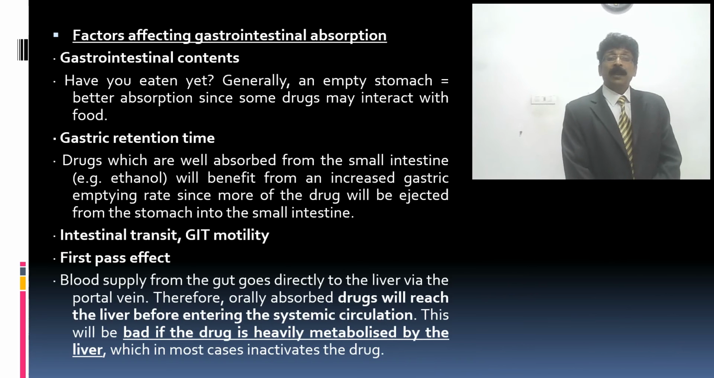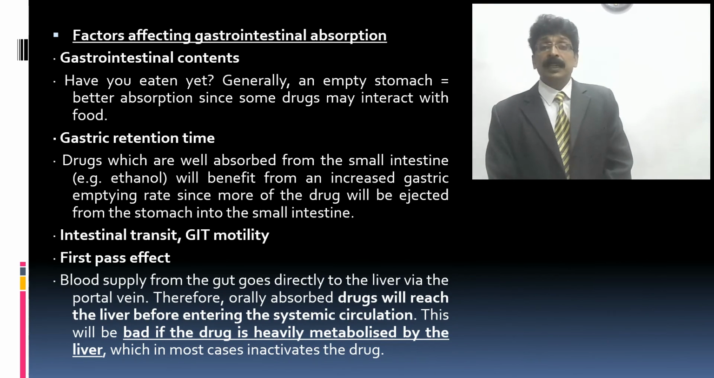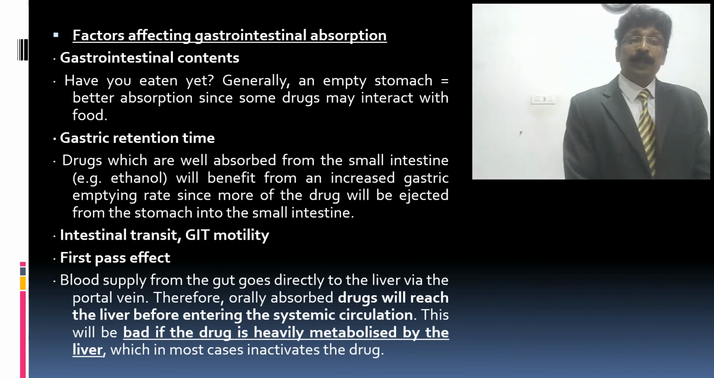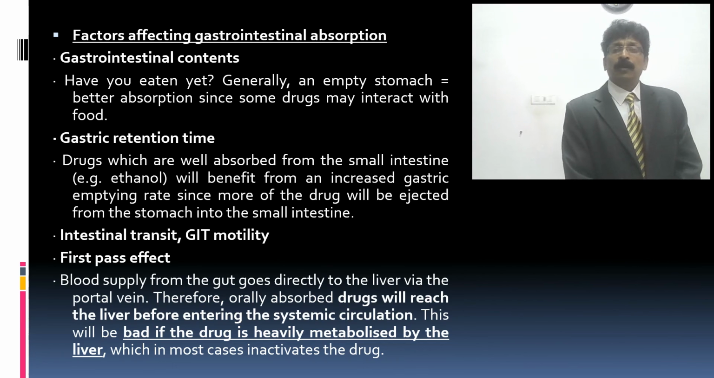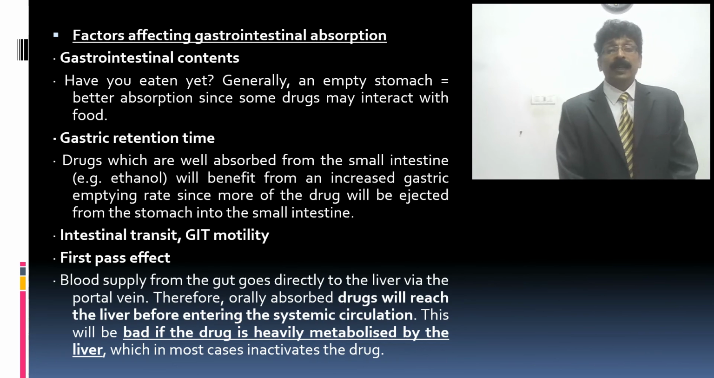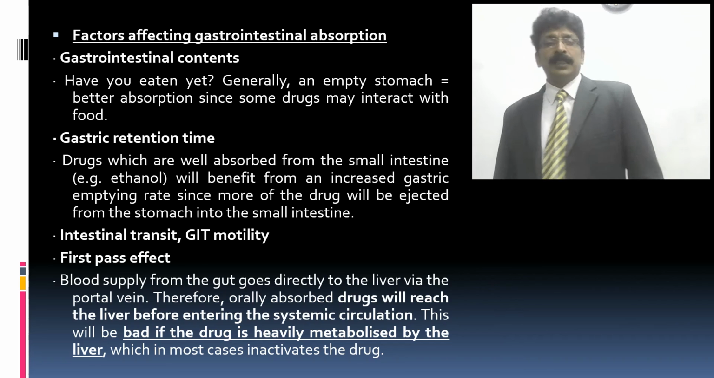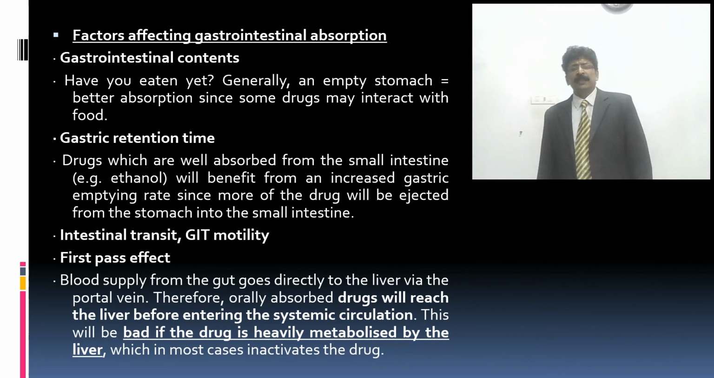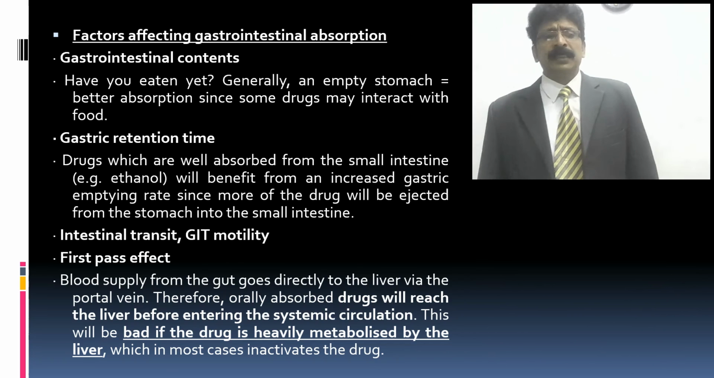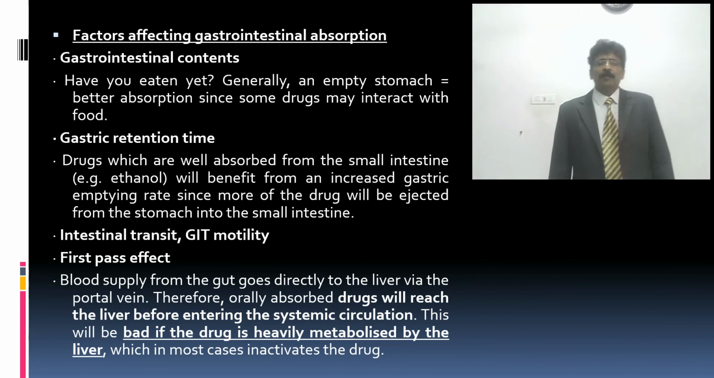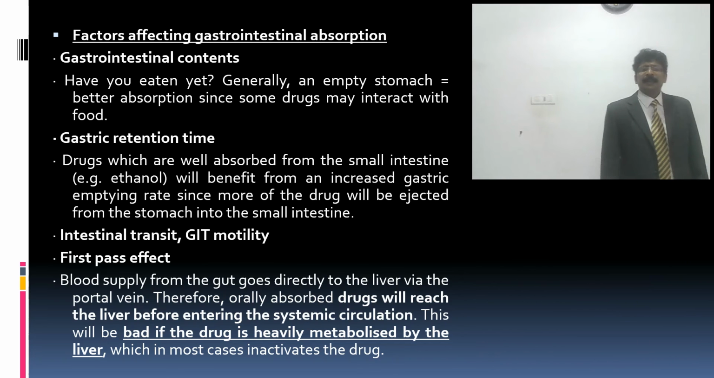Drug supply from the gut goes directly to the liver via the portal vein. Therefore, an orally absorbed drug will reach the liver before entering the systemic circulation. This will be bad if the drug is heavily metabolized by the liver, which in most cases inactivates the drug.